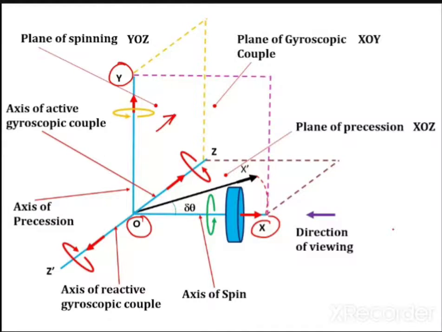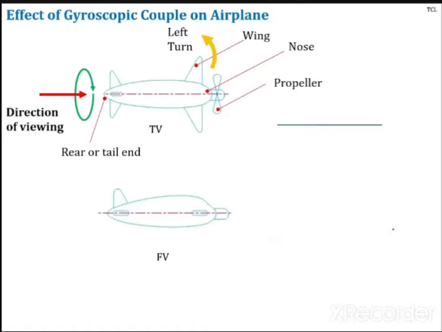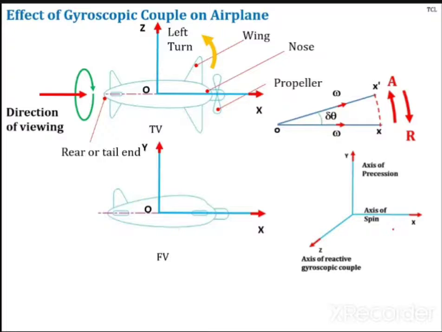Now what do I do there? I take the XOY plane. I took it, I drew all this. Now this is the XOY plane. This is the XOY plane. Hello, am I audible? This is the XOY plane, okay? And this XOY plane is what? Plane of gyroscopic couple. See, I drew this XOY plane here.